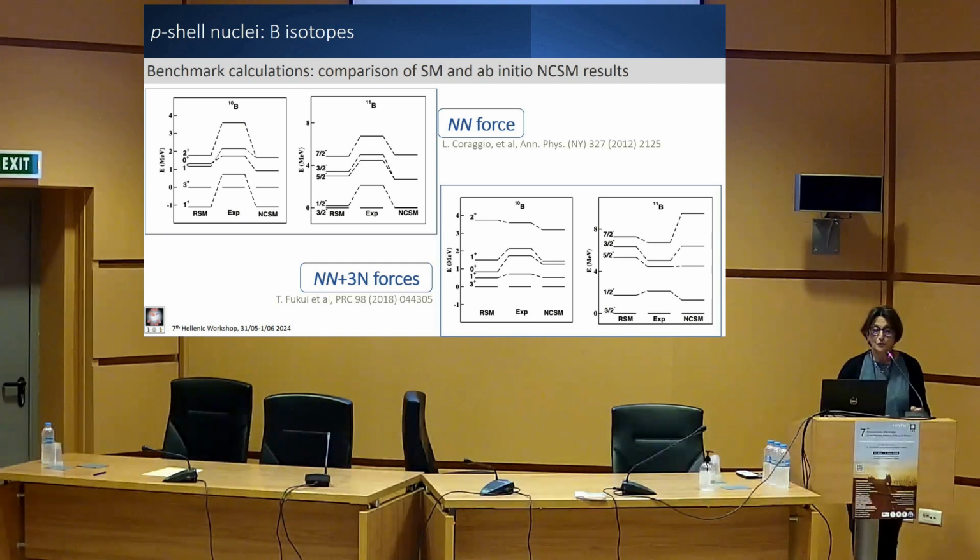So we include also the three-body force, and as you may see now, for boron-10 and boron-11, both realistic shell model and no-core shell model calculations give a good description of the experimental data. As you may see, discrepancies between the two theoretical approaches are not so small as in the NN force case. And this is because in our calculation we include only first order diagrams of the three-body components.